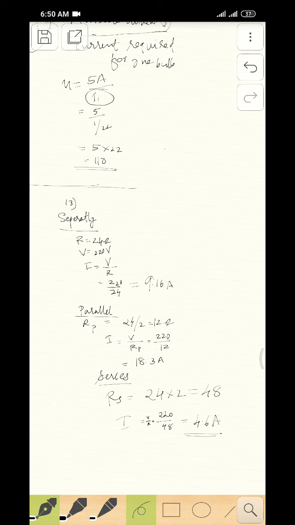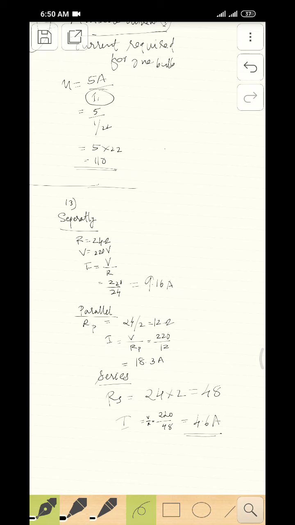So the current will be equal to V by R, you have to apply Ohm's law. V is 220 volt and R is 24, since we are using only a single resistor separately. So 220 divided by 24 is 9.16 ampere. So 9.16 ampere current will be drawn if you connect only a single resistor of 24 ohm in the circuit having a potential difference of 220 volt.